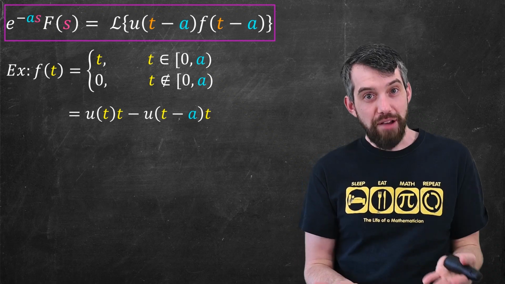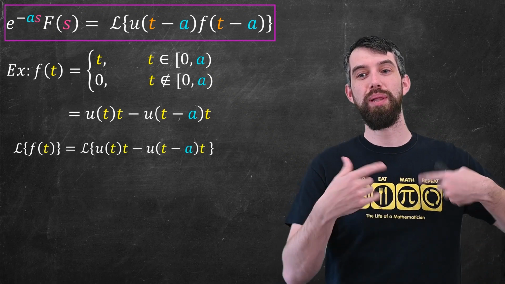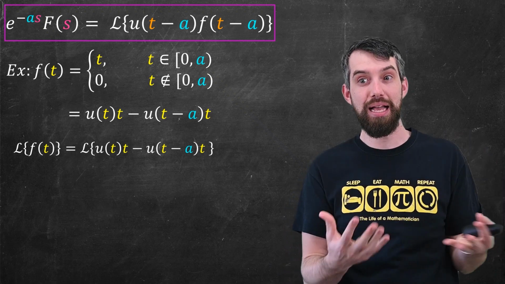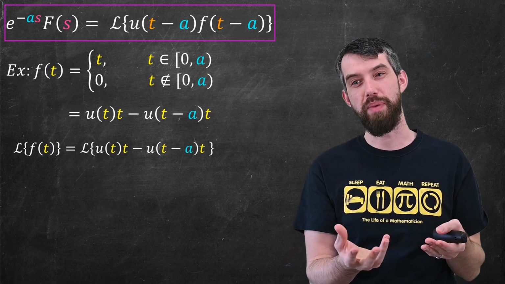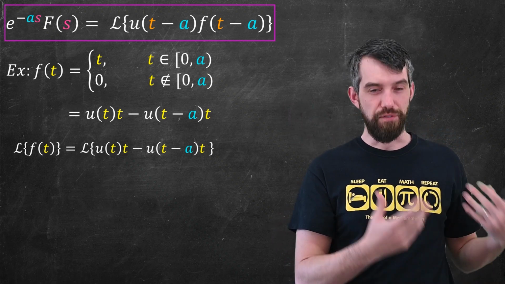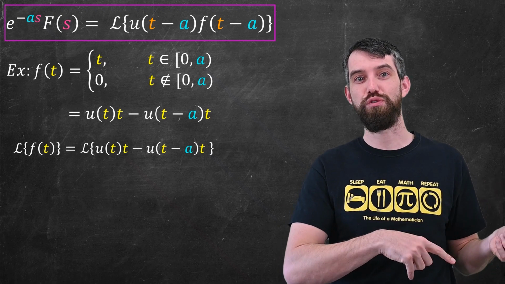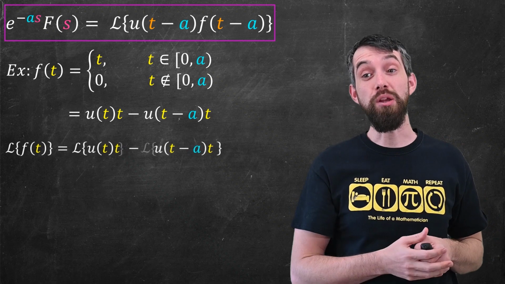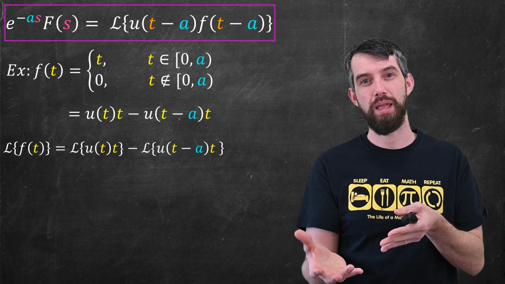Okay, well, now that I have this, I can apply the Laplace transform to it. That is, if I take the Laplace transform of f of t, which is the Laplace transform of this difference of two step functions multiplied by t, then we can use our big formula here to actually compute it. First, I'll note that Laplace transforms are linear, so the Laplace transform of this difference can just be rewritten here as the difference of two different Laplace transforms.